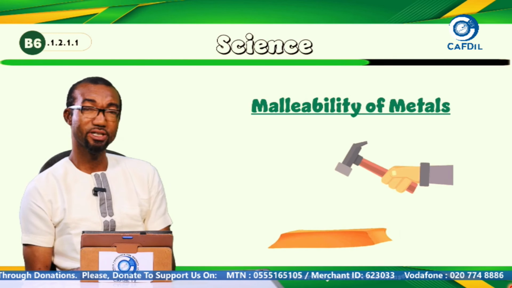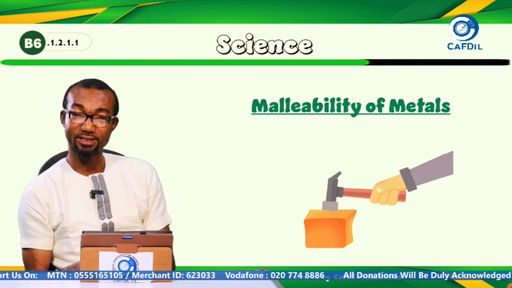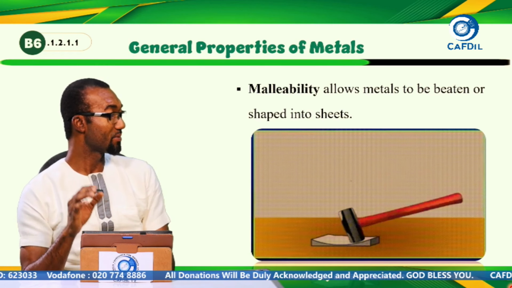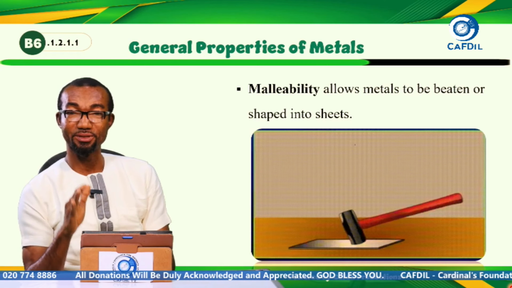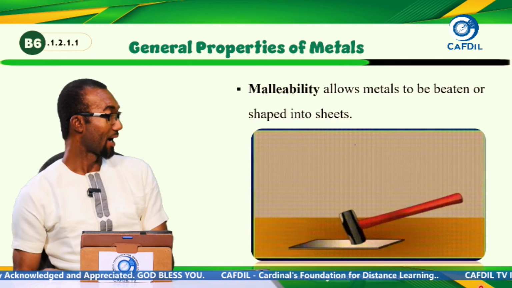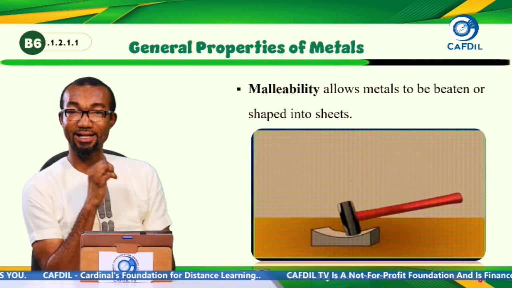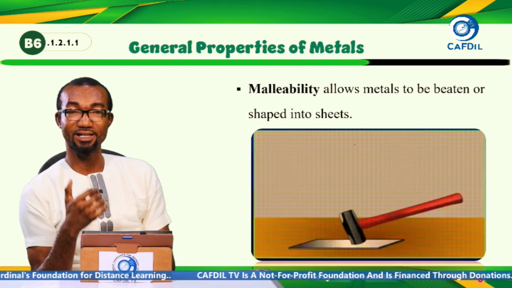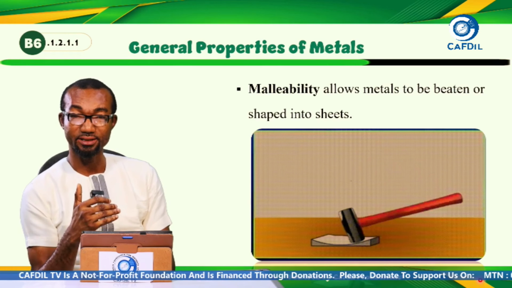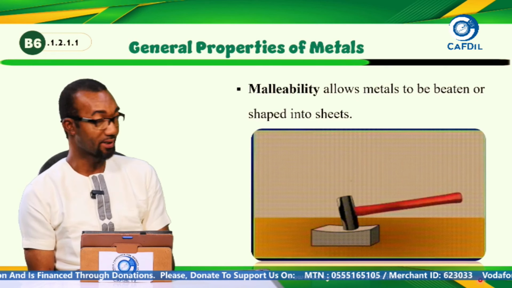Now let's go to malleability as another property of metal. Malleability. When we talk about malleability of metals, what do we mean? Malleability allows metals to be beaten or shaped into sheets. As you see on your screen, this is the size of the metal, a rectangle, and it is being hammered into sheets. If a metal can be hammered into sheets like this, then we say that metal is malleable. It can be beaten into sheets. So if metals can be beaten into sheets, we call it malleability as a property.